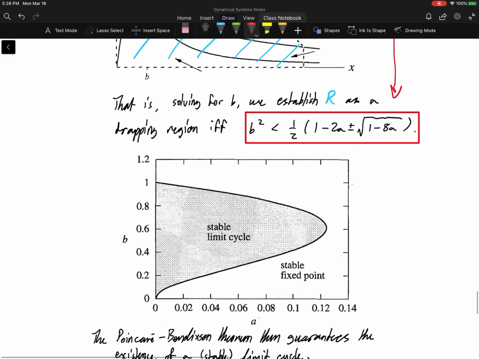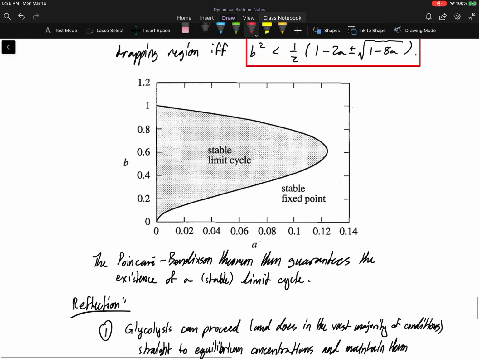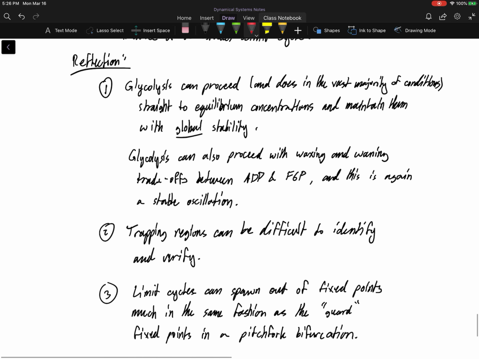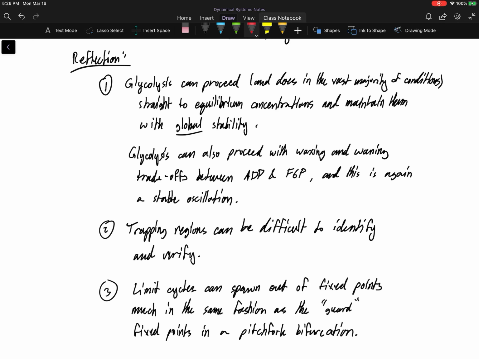Okay, so it's entirely possible now for us to say that under certain conditions in A and B we can use Poincaré-Bendixson to guarantee a stable limit cycle for this system. All right? And the reflection I'll go ahead and say is this: glycolysis can proceed in a fashion atypical to chemistry, where chemistry usually wants to move toward an asymptotically stable stoichiometric ratio. But glycolysis here, under the right kinetic parameters, can actually go into a cyclic behavior, right?